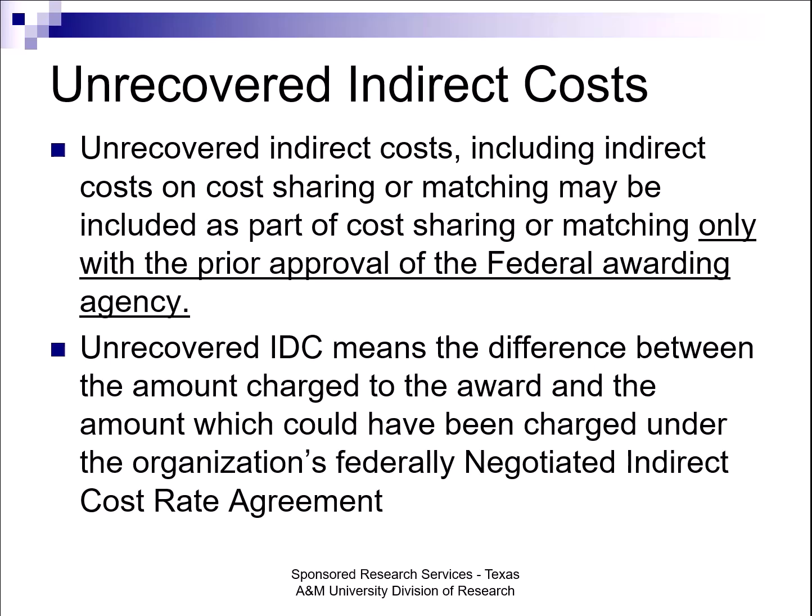Unrecovered indirect cost, including indirect cost on cost sharing and matching, may be included as part of cost sharing or matching only with the prior approval of the federal awarding agency. Unrecovered indirect cost means the difference between the amount charged to the award and the amount which could have been charged under the organization's federally negotiated indirect cost rate agreement.